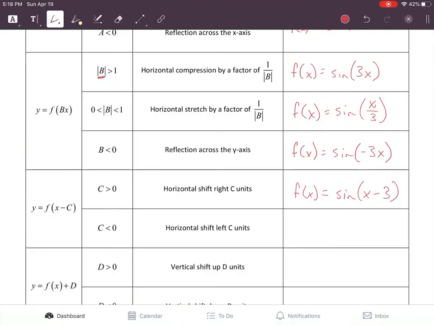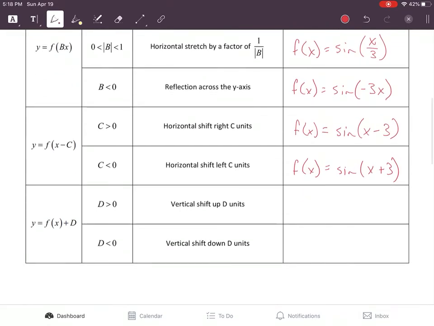If c is smaller than 0, that means it's going to be a negative number. And if you put a negative number into the formula the way it says, since the formula has a negative sign in it, then two negatives give you a positive. So f of x is equal to the sine of x plus 3 would go to the left by 3 units.